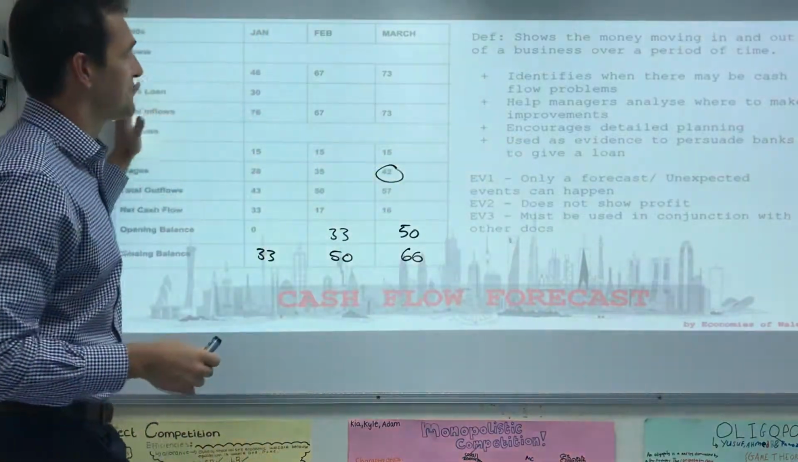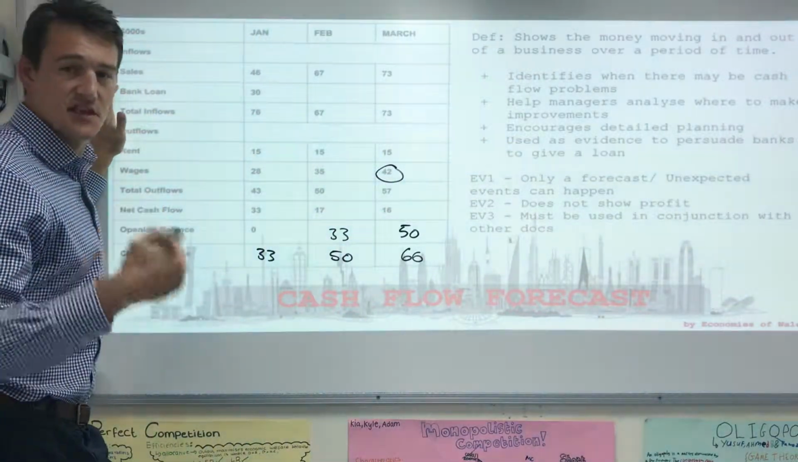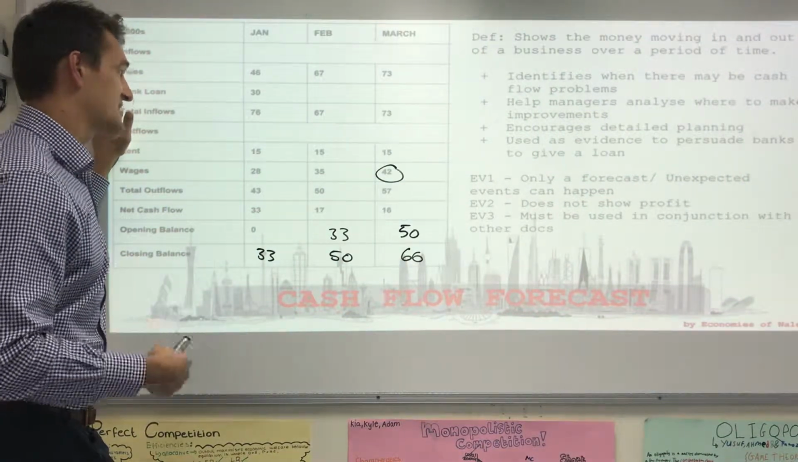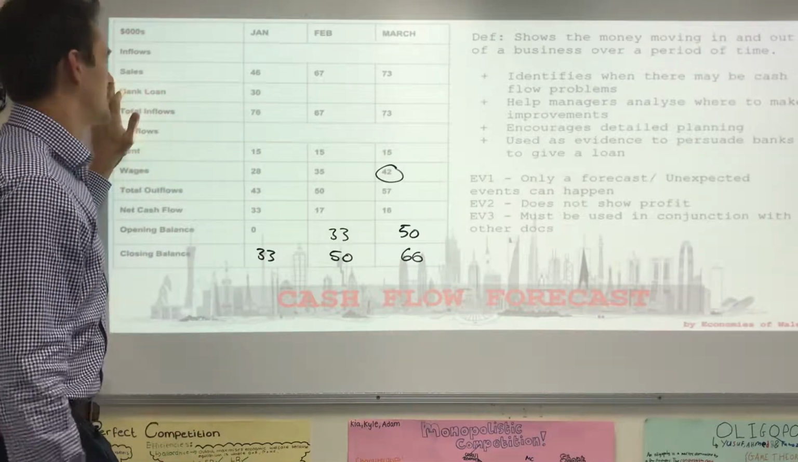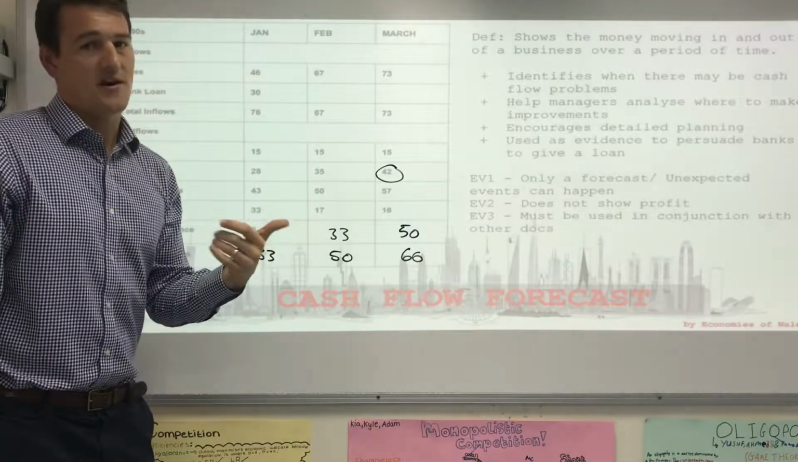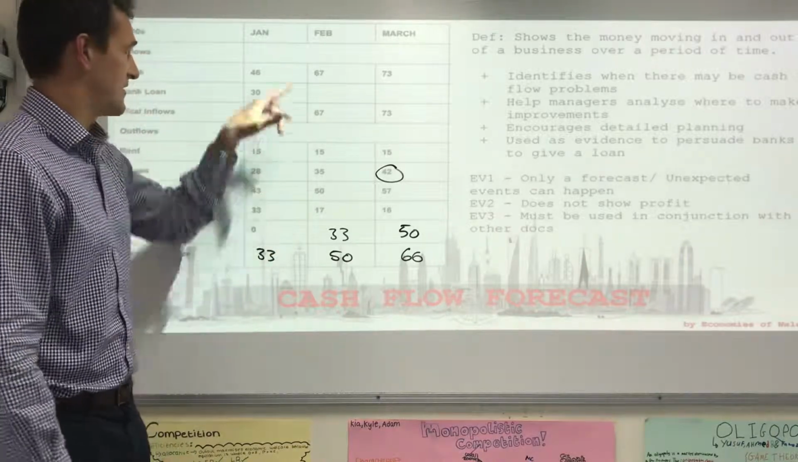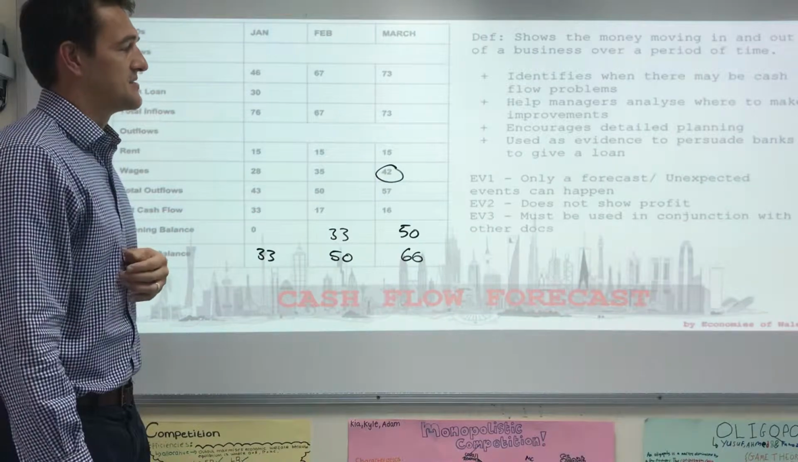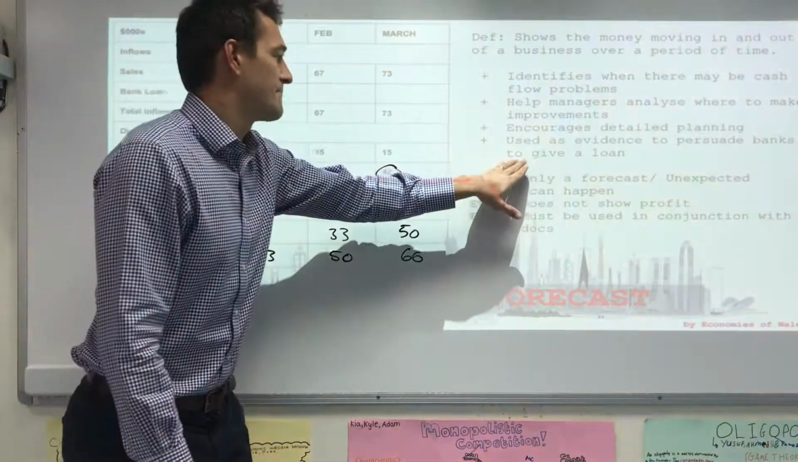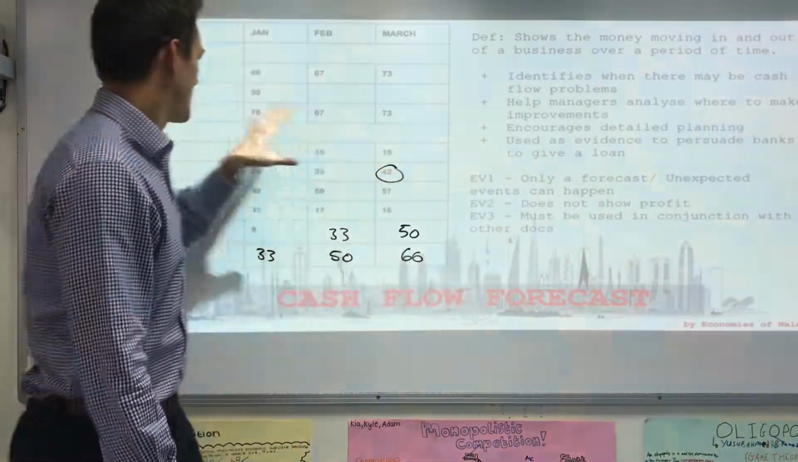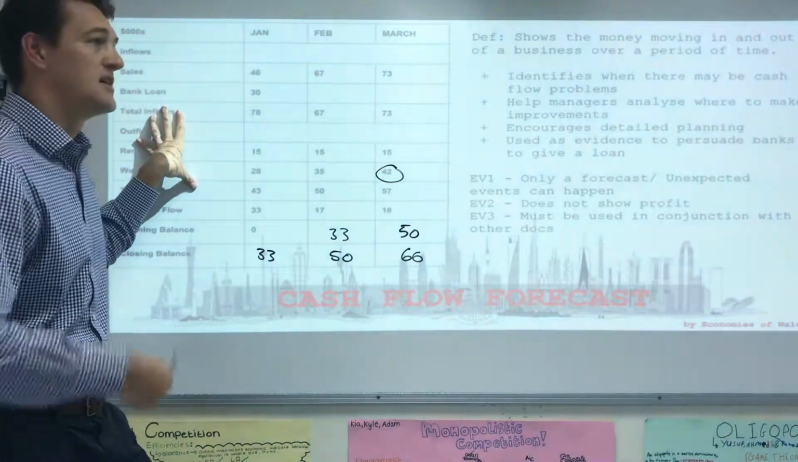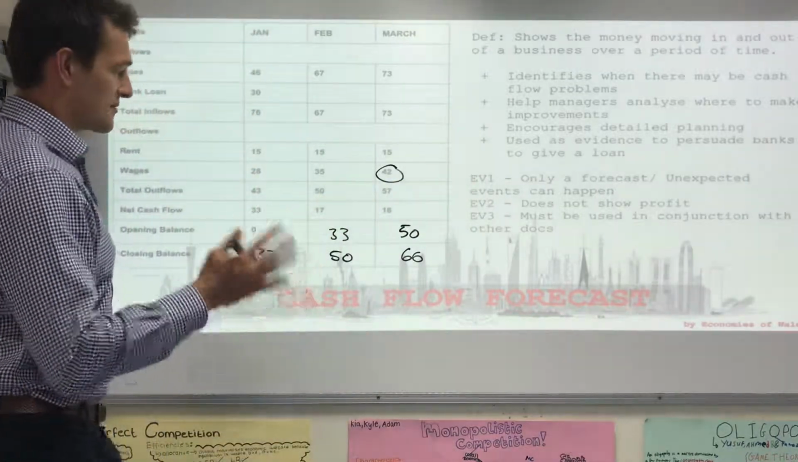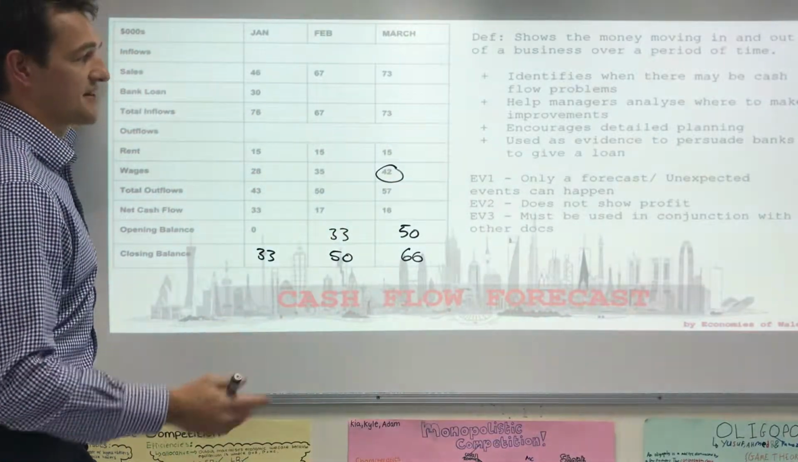It encourages detailed planning. This is a forecast, so I've made this in advance. So instead of just starting a business and thinking to yourself, okay, let's just see if this works, you have to sit down and actually work out how much money we are going to get in revenue. What is our price and therefore how much do I have to sell in order to achieve these figures and a positive cash flow. So it forces you to do detailed planning. It's also used as evidence to persuade banks to give loans. Banks will say, show us your cash flow forecast in order to be eligible for a loan.